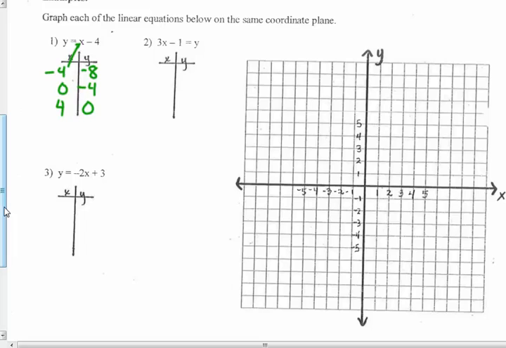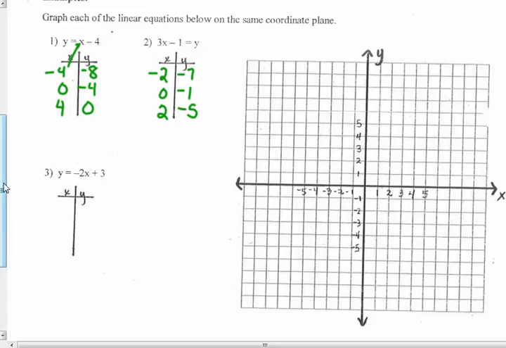The graph number 2, y equals 3x minus 1. Well, I'm going to choose -2, 0, and +2. -2 times 3 is -6, minus 1 is -7. 3 times 0 minus 1 is -1. 2 times 3 is 6, minus 1 is 5.